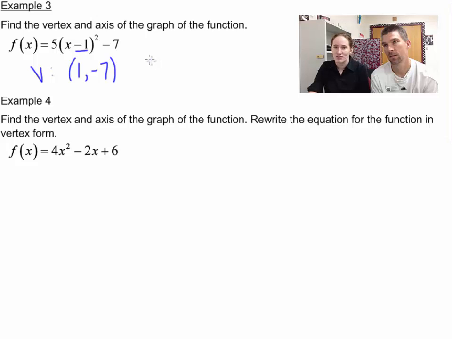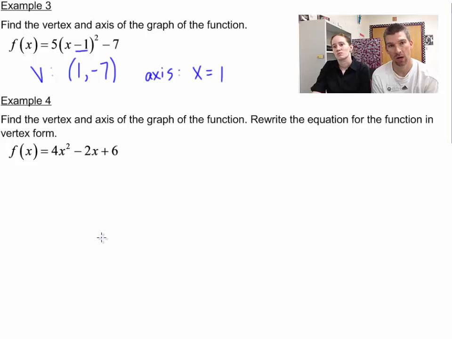Whenever it says axis of the graph, it's talking about the axis of symmetry, not some other random axis. It's the x-coordinate of the vertex. And it's always going to be x equals, not always. In this chapter, it will always be x equals the x-coordinate, which was 1. Ta-da! That's all there is to it.